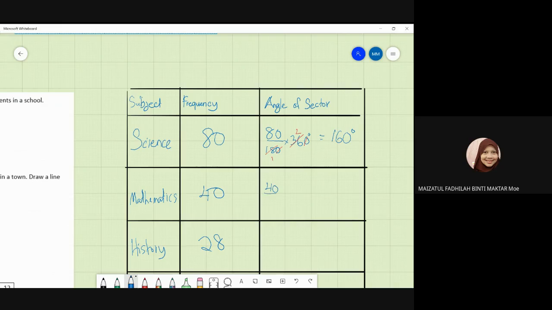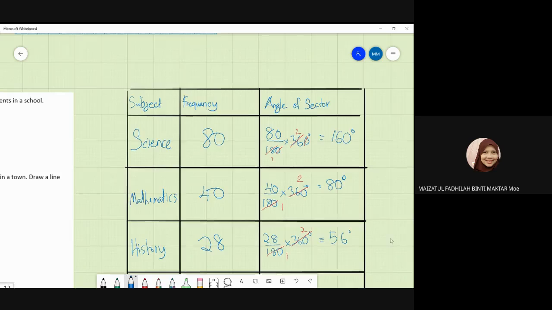40 over 180 times 360. Still simplify, you will get 1 at the denominator and this is 2. So your answer becomes 80. Then continue with the next one: 28 over 180 times 360 degrees. 25, so the answer becomes 56.